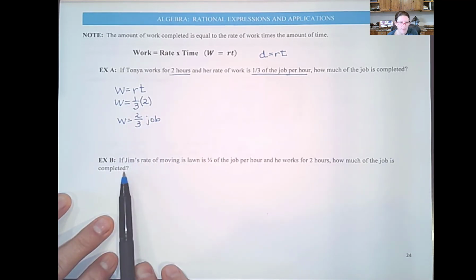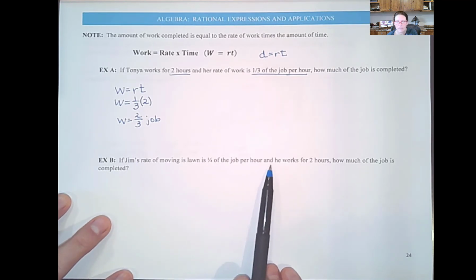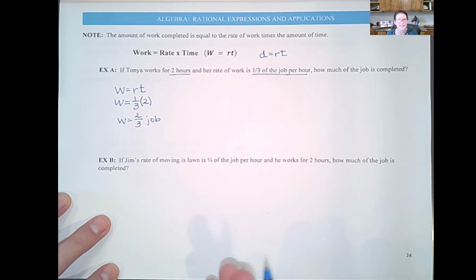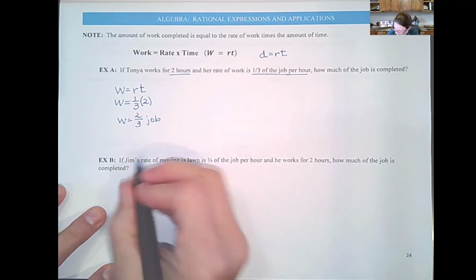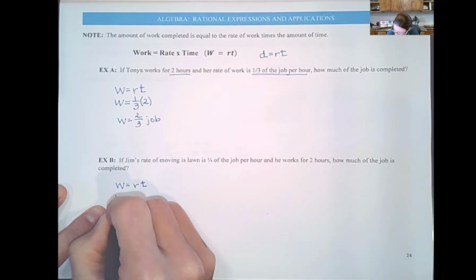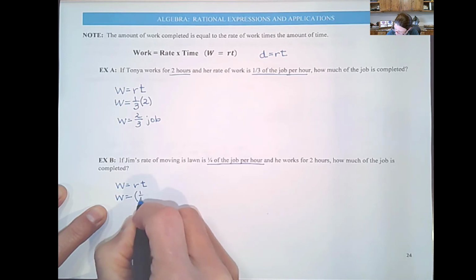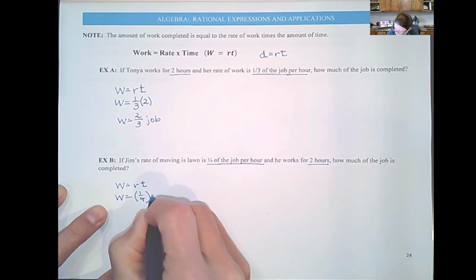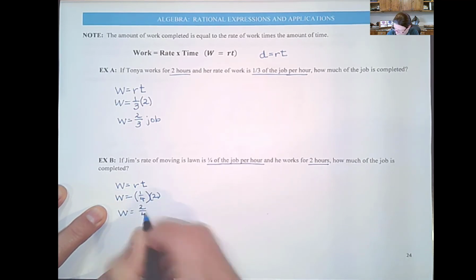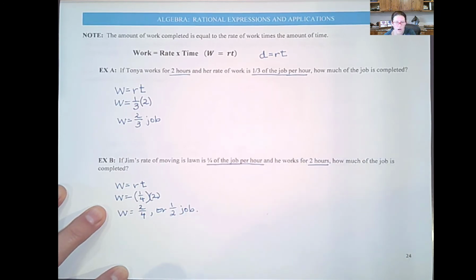In example B, back to Jim, his rate of mowing the lawn is 1/4 of the job per hour. Now he's going to work for 2 hours. How much of the job is completed? Well, you might just look at this and say he's going to get half of it done, isn't he? And that's true, because work is rate times time. Jim's rate is 1/4 of the job per hour. And if he works for 2 hours, then he will complete 2/4, or you might say 1/2 of the job.